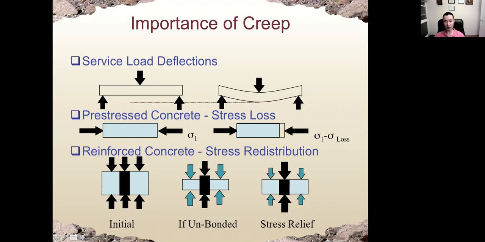And creep will also cause stress redistribution. This is a reinforced concrete beam. This is rebar. This is concrete. Because concrete will creep under the load, the concrete will become smaller. Steel will not creep as much. If the bonding between the rebar and the concrete is good enough, it will cause stress relief in the concrete, which means steel will take more load and the concrete will take less load.